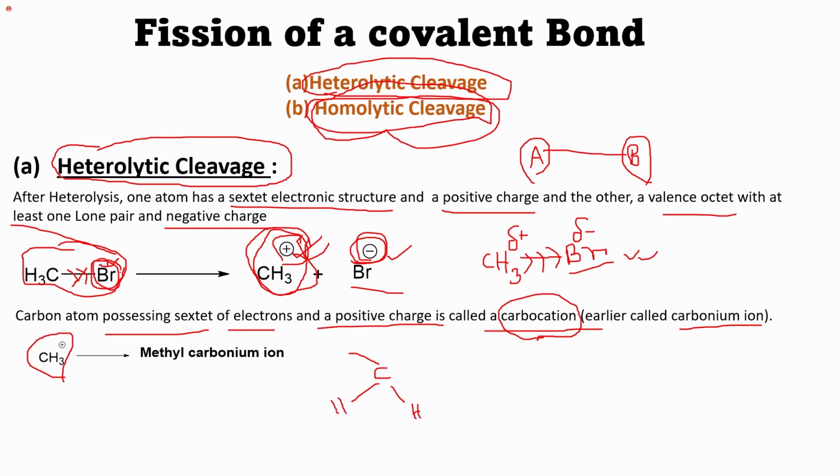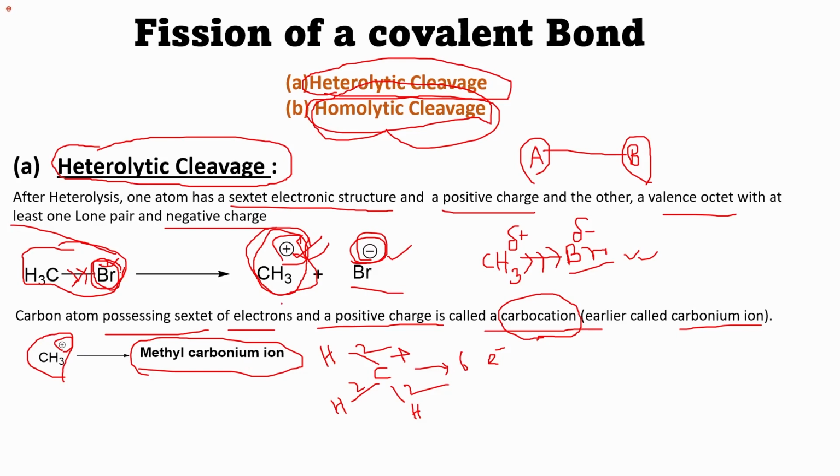That is why the definition says CH3 plus is the sextet. Two is coming from here, you can count the electrons, so total 6 electrons, right? That is why it is called a sextet of electrons, and why it is also known as the methyl carbonium ion. You can see CH3 containing a positive charge. Now you can say this is the CH3 methyl cation, methyl carbocation or methyl carbonium ion.